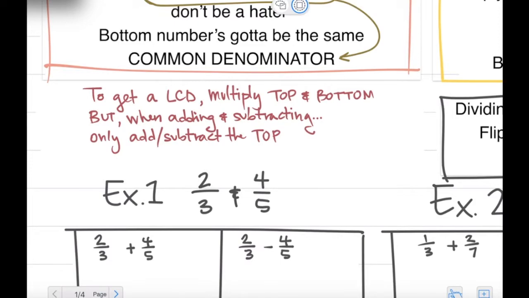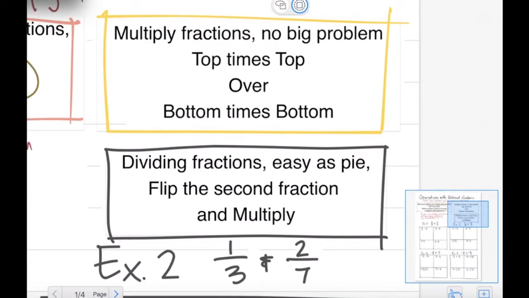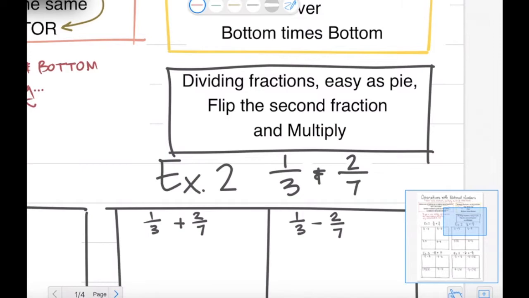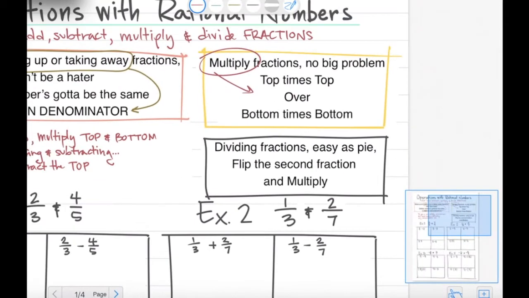But then when you add or subtract the two fractions, you're going to keep the denominator the same and only add or subtract the top, the numerator. And we'll talk about that more in an example if that didn't make complete sense yet. So then multiply fractions here. And the key is you're just going to multiply top times top and bottom times bottom. So the numerator of one fraction times the numerator of the other fraction, over the denominator of one fraction times the denominator of the second fraction. And then dividing fractions, all you have to remember is that you're going to flip, or another name for flip is reciprocate, that second fraction, and then you're going to use the rule for multiplication.